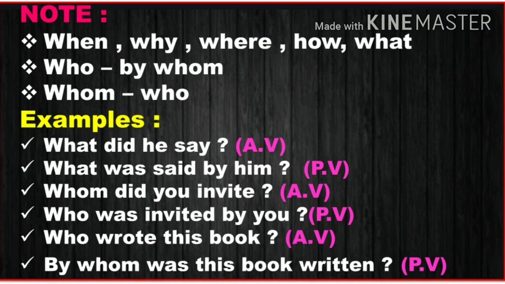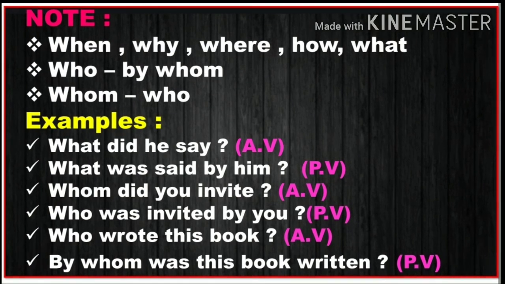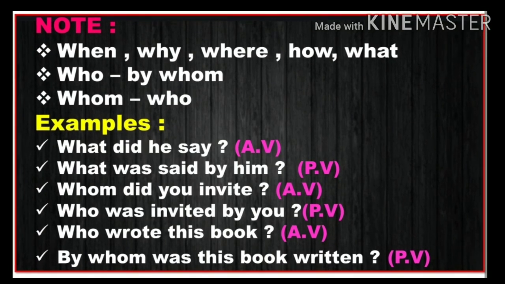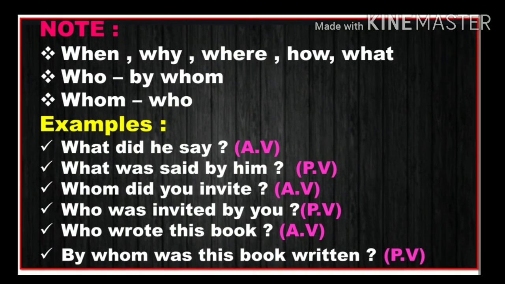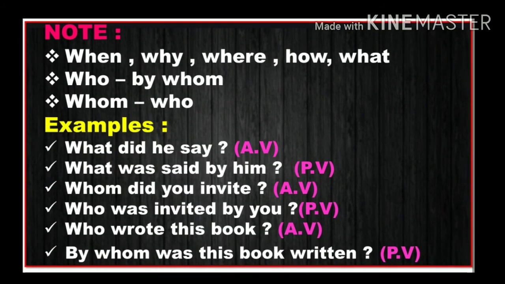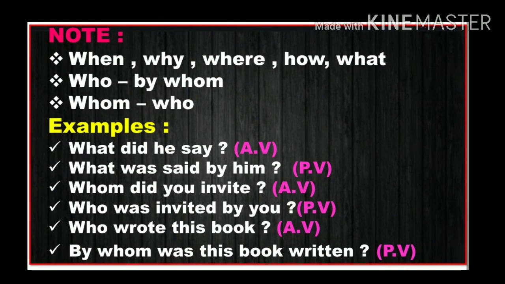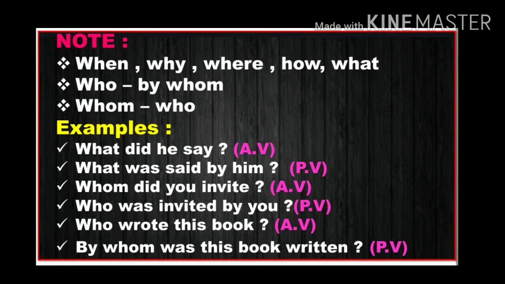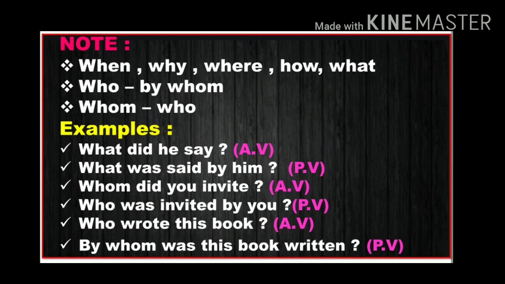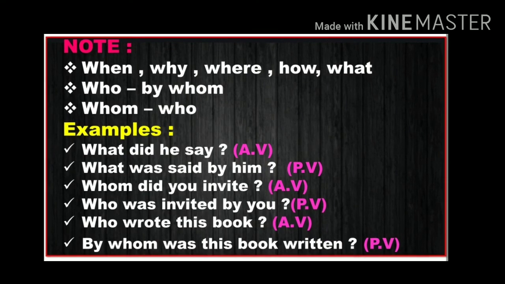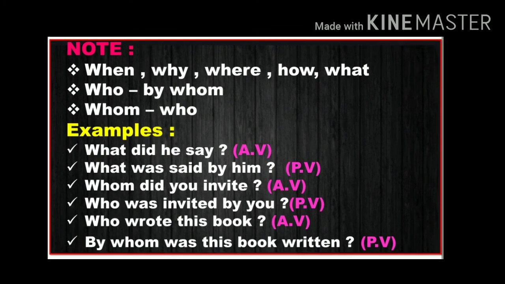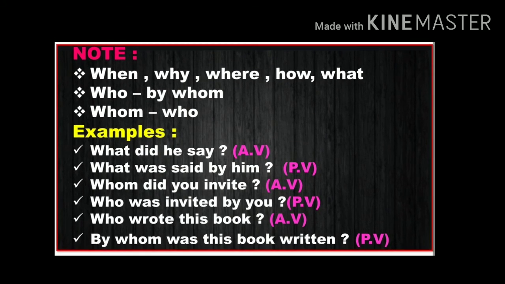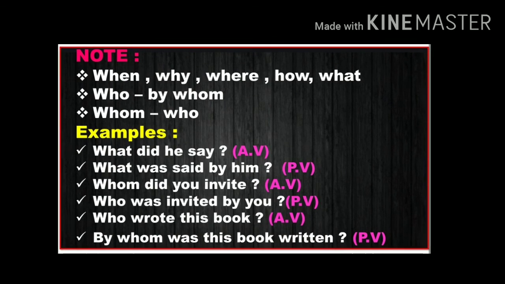Okay. This is a very important thing. Please note this. The question words when, why, where, how or what do not change their position at the beginning of the sentence when the active voice is changed into the passive. But who changes to by whom in the passive voice, and whom into who. Let's see a few examples for this. What did he say? That is in active voice. When it goes to passive voice, it changes to what was said by him.